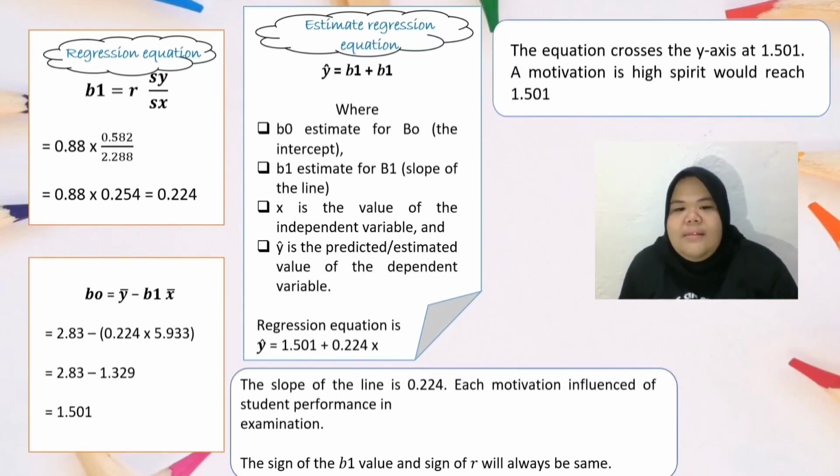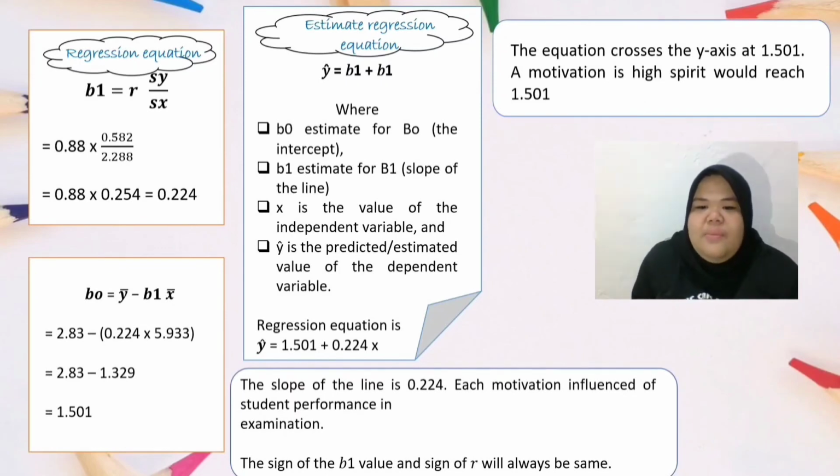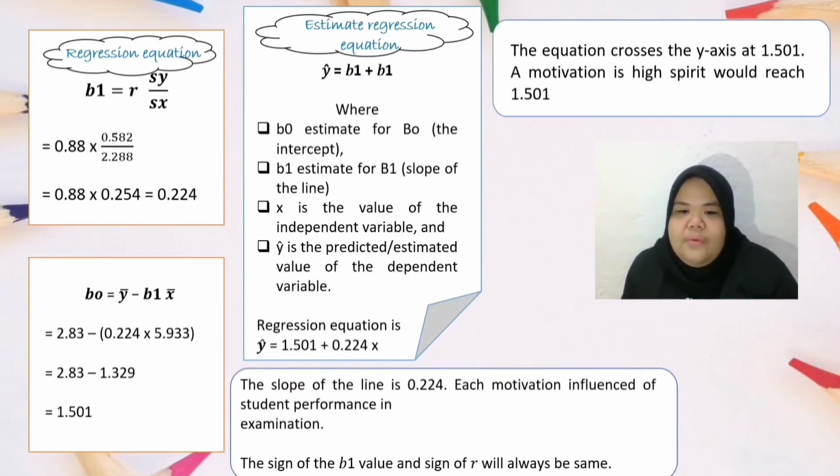The slope of the line is 0.224. Motivation influences students' performance in examinations. The sign of B1 and the sign of r will always be the same. The equation crosses the y-axis at 1.501. A student with high motivation would reach 1.501.